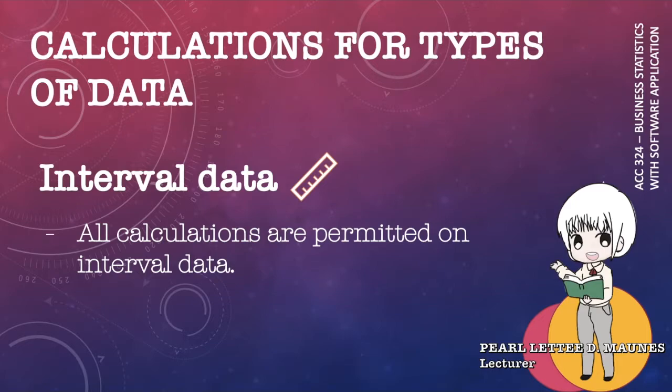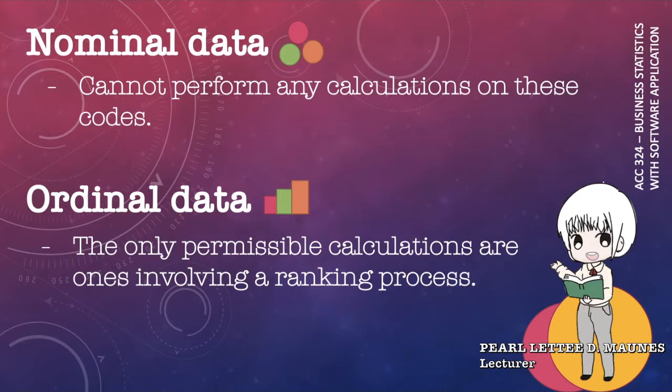When we calculate interval data, all calculations are permitted on it, like we can add, subtract, divide, or multiply. Now, when we talk about nominal data, we cannot perform any calculations on this code. For example, for the single, we do not add 2 singles and then they could be married. So we cannot perform any calculations on this code. Now we also have the ordinal data. The only permissible calculations for it involve a ranking process.